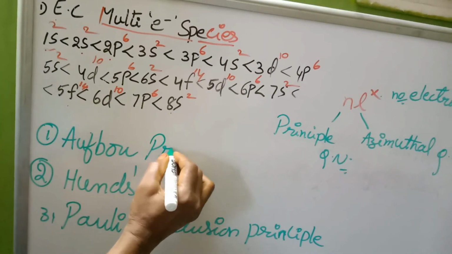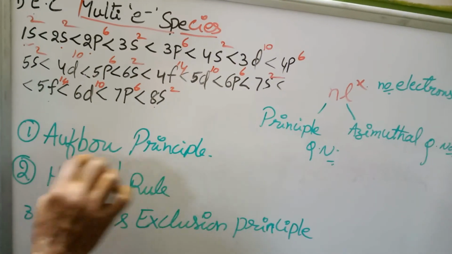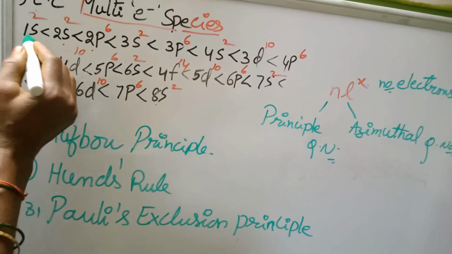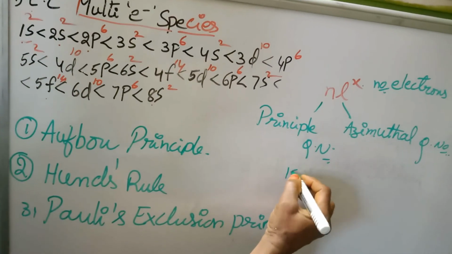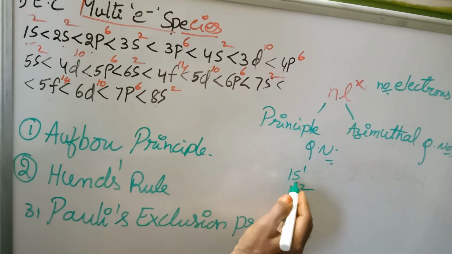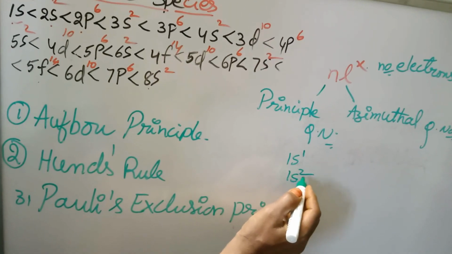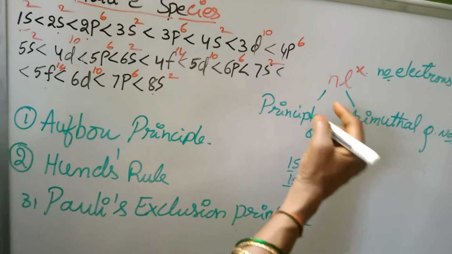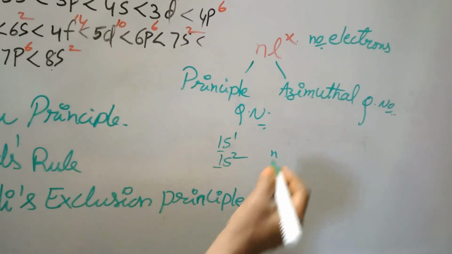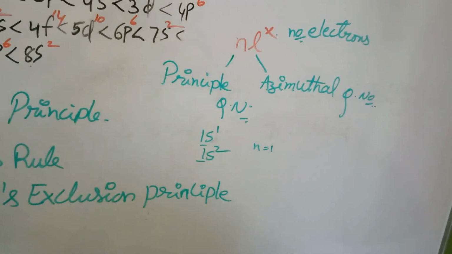The Aufbau principle states that Aufbau means building up. In what way will the building up take place? If we take 1s1 compared with 1s2, the first electron goes in, and the second electron goes into the s orbital only, which has more energy. Let us see. Here 1 is the n value, the principal quantum number is 1.